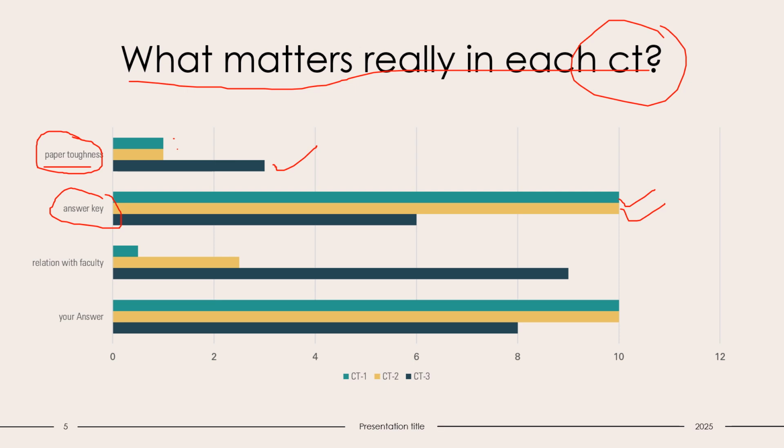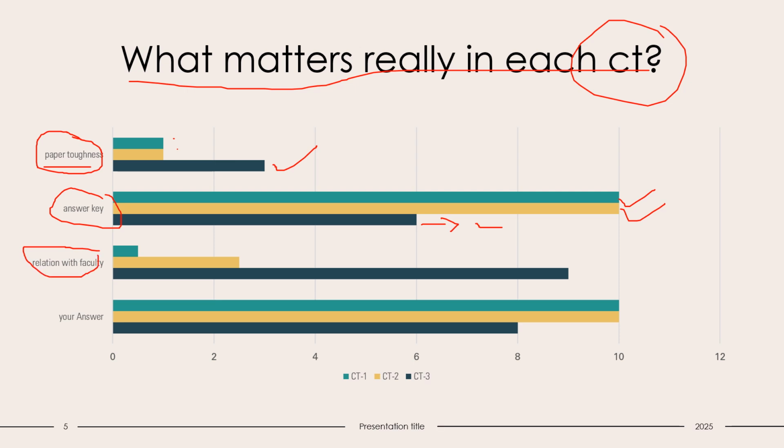In CT3, the answer key doesn't matter as much as it matters in CT1 and CT2, because by the time CT3 comes, the faculty knows you and understands the class well. Also, it's the end of the semester, so they are a little bit lenient when it comes to CT3. They'll give you marks, but it depends on the next factor which I'm talking about.